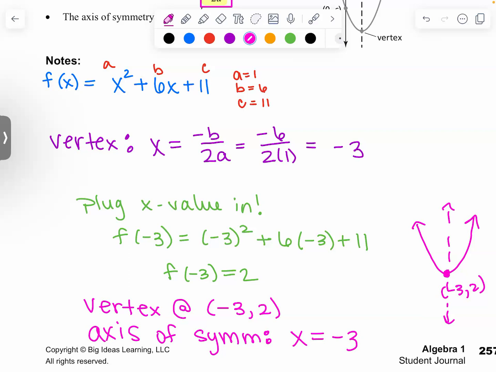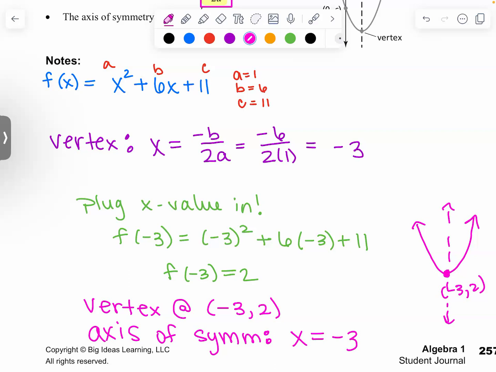This is actually pretty nice because we don't have to think too hard. Like in your homework, you had to tell me it's wider, it's skinnier, it's moving up, it's moving down, it's reflecting, whatever. In order to find our vertex here, we have a formula. As long as you pick out the numbers correctly, you're going to be okay.